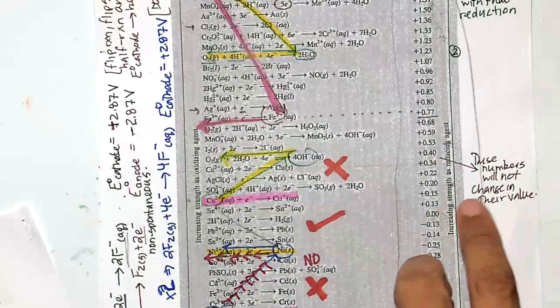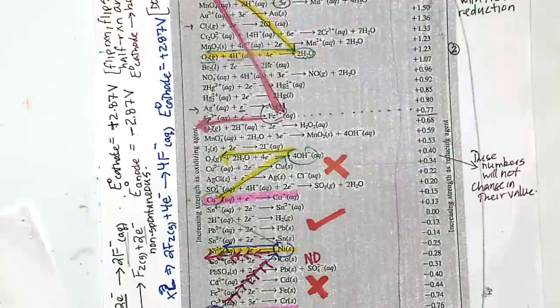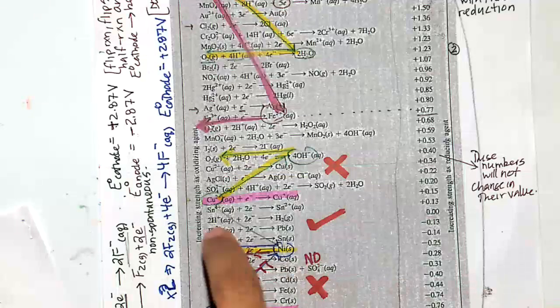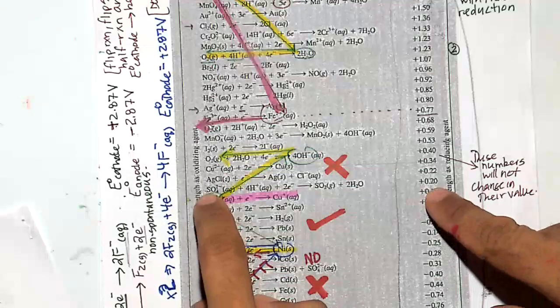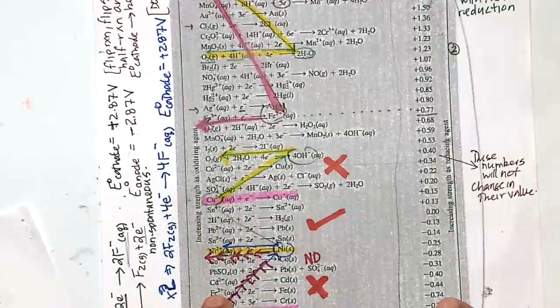And remember, these numbers, will you ever change? What can you only change about all these numbers? This whole column of numbers, what can only change? The sign. So if you multiply this reaction by 5, what's the voltage? Still 0.2. If you multiply this reaction by 3, what's the voltage? Same. These numbers will never change.